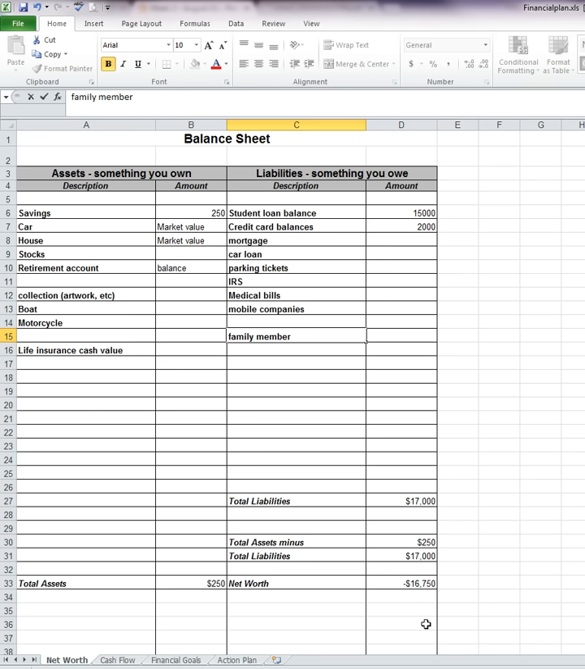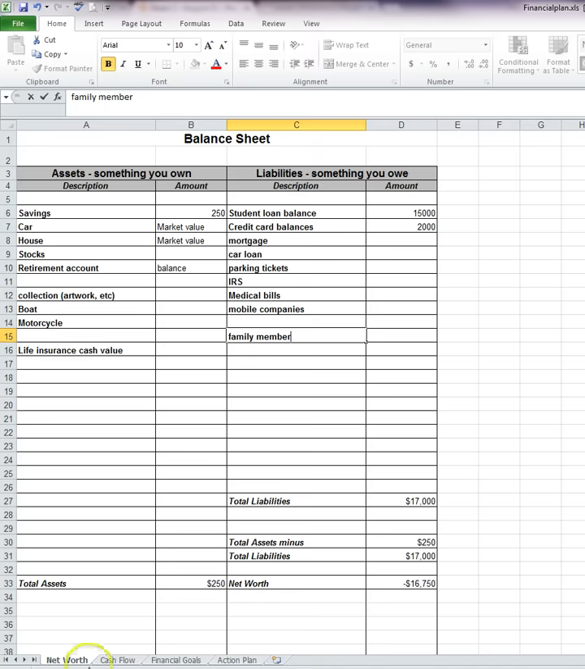We want financial stability in our life. We have way too many other things to worry about. And if we could take this off the plate by understanding the tools learned in this class, I think we'll all be just much better off. Okay, so that's the balance sheet.